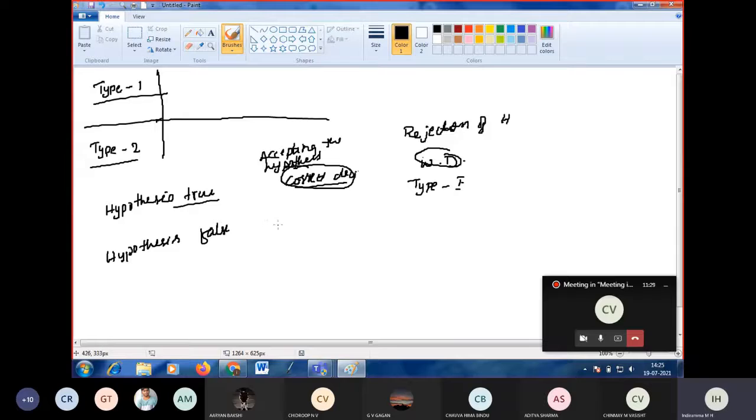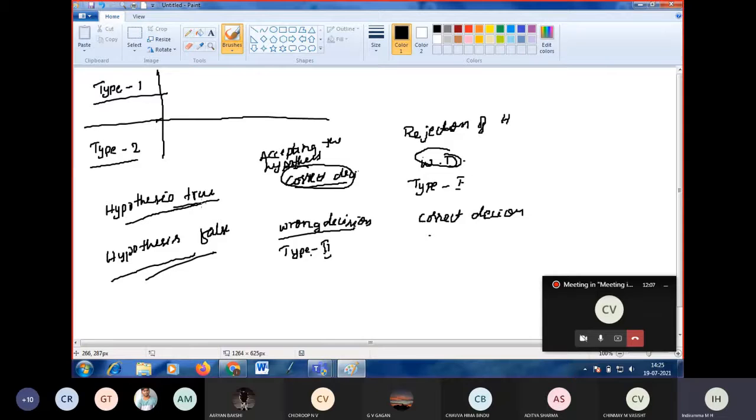Accepting the hypothesis, wrong decision. If the hypothesis is false, we are accepting it, which is the wrong decision. Rejecting it is the correct decision. Then this type of error is called type 2 error. Hypothesis is false, and we are accepting it, also a wrong decision. That is type 2 error. Hypothesis is true, but we are rejecting it, the wrong decision. That is called type 1 error.